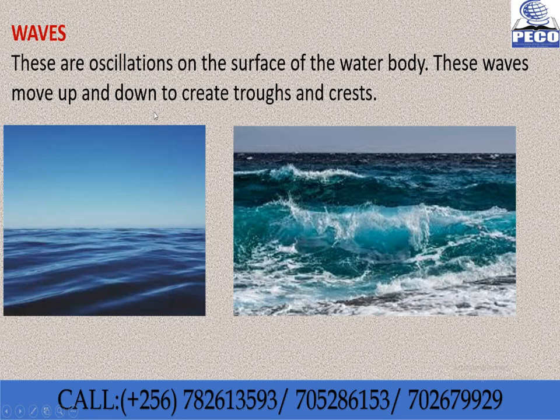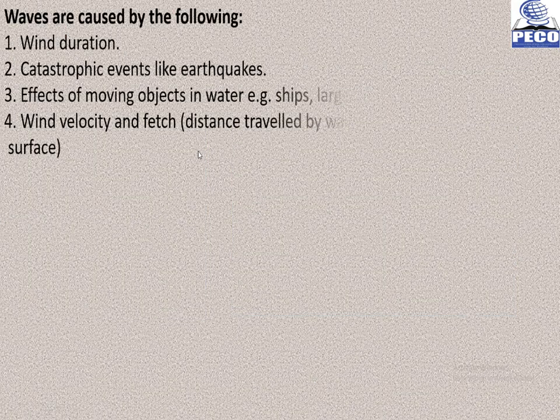And in our discussion, we shall mainly talk about the activities which are done by the waves and the different landforms which result from the activities or the actions of the waves along the coast. Waves are caused by the following. One, they could be caused by the movement of the wind, or what we call wind duration.